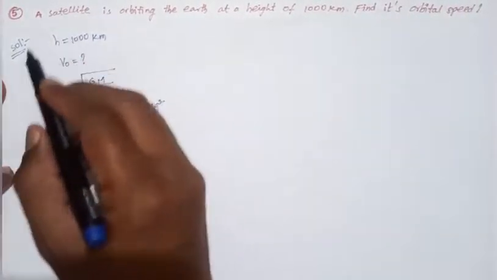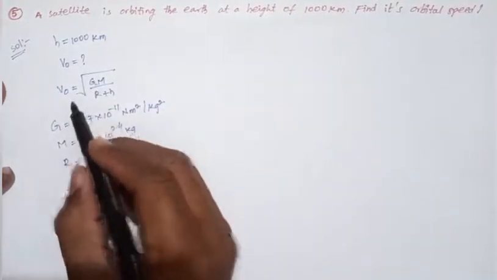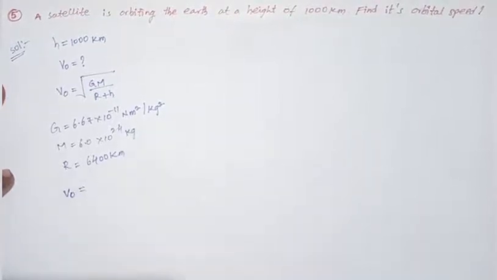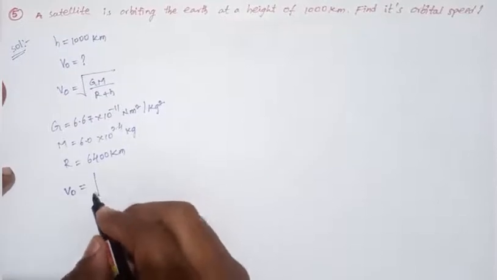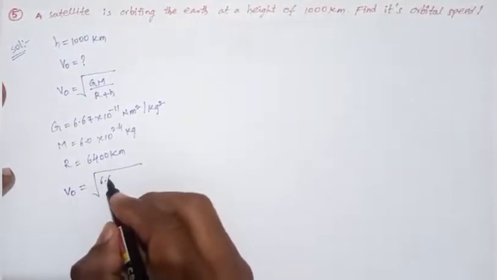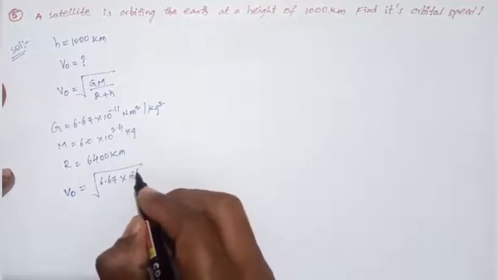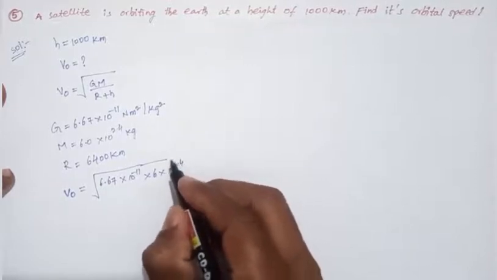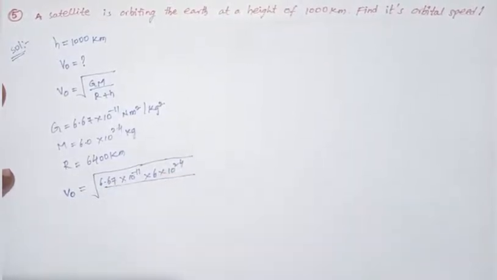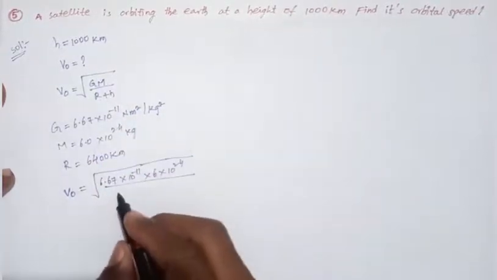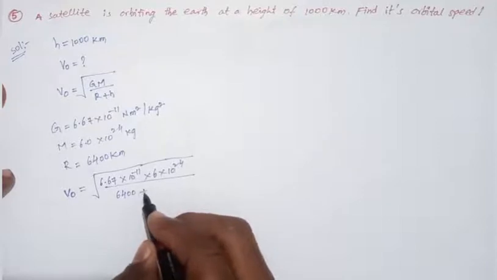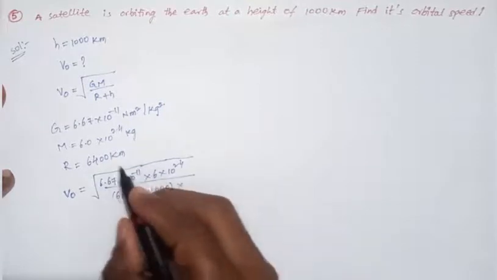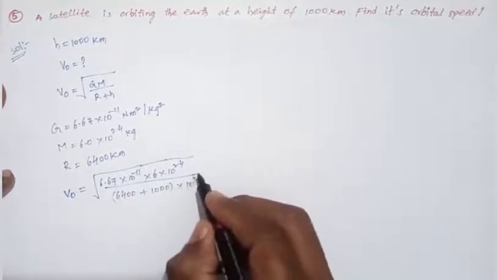Okay, so substitute these values in this equation. Vo equals orbital speed equals square root of 6.67 into 10 to the power of minus 11 into 6 into 10 to the power of 24 divided by r equals 6400 plus 1000. So these are in kilometers, and 1 kilometer equals 10 power 3 meters.